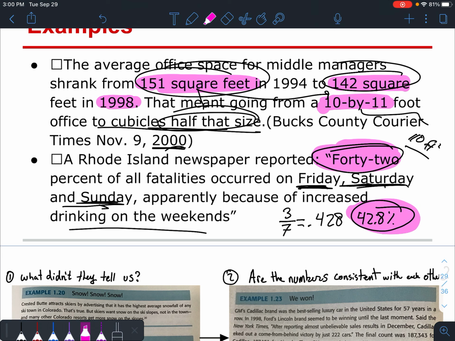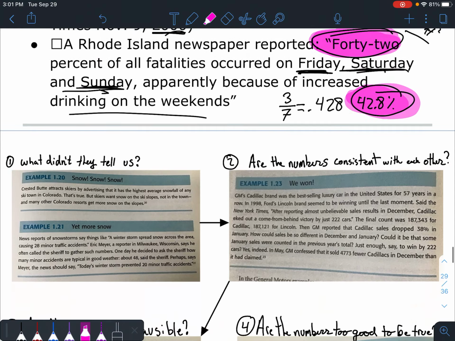And not to sound morbid, but that's what should happen. You should have about 42% of your fatalities on 42% of the days. So this is not profound information that you're getting there. It lines up with what it should be.